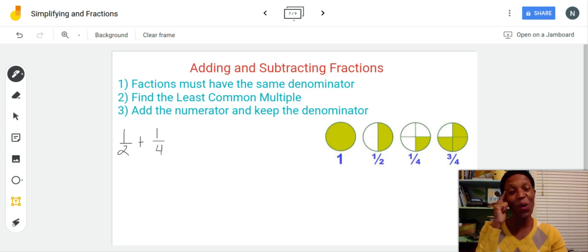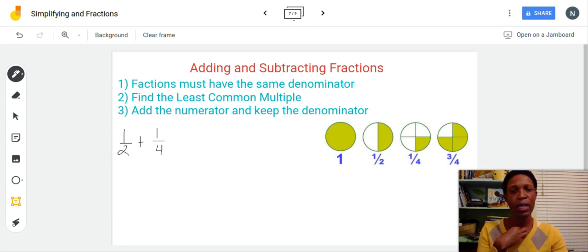All right, so you know what to do when you have the same denominator. You just add the numerator. But what happens when you have two fractions with different denominators? Let's look at the picture first.